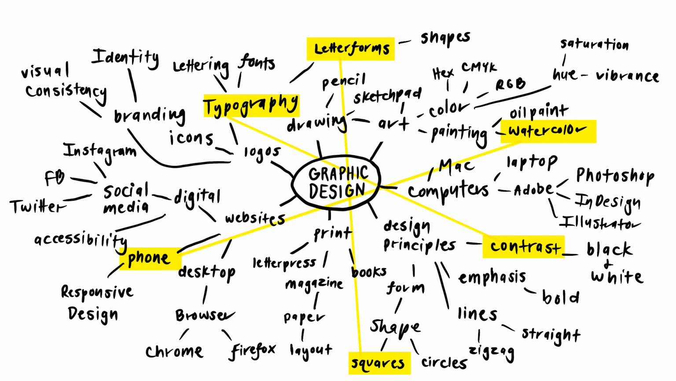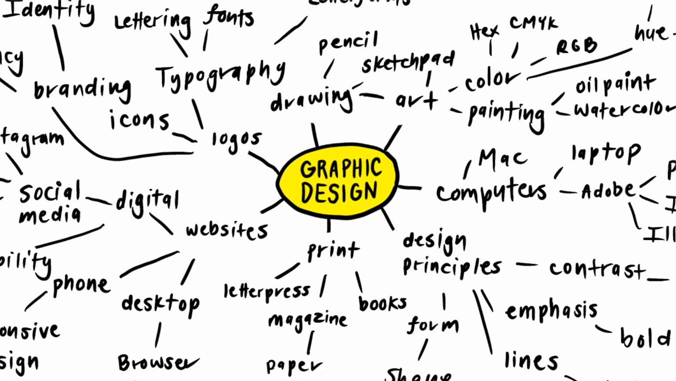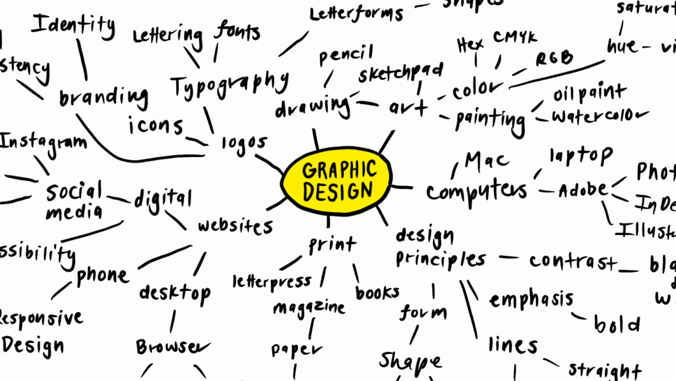Don't censor your ideas at all at this stage. Write down every word that pops into your head. You might make connections you didn't expect. When you run out of ideas, just go back to your original central word and try to generate more subtopics.